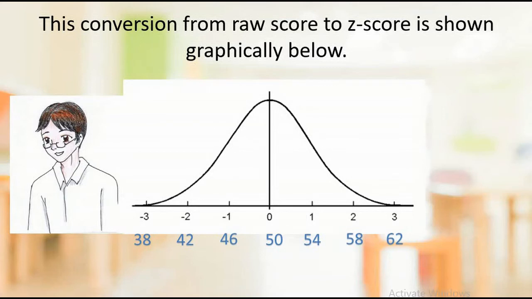Take a look at this. So the z-score that corresponds to x is equal to 58, that is 2.